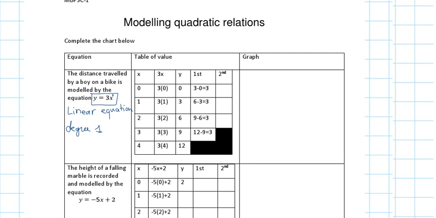Now this is me looking at an equation. What if I have a table of values and I want to figure out from the table of values if I actually have a linear equation? So table of values, I always have x and y.